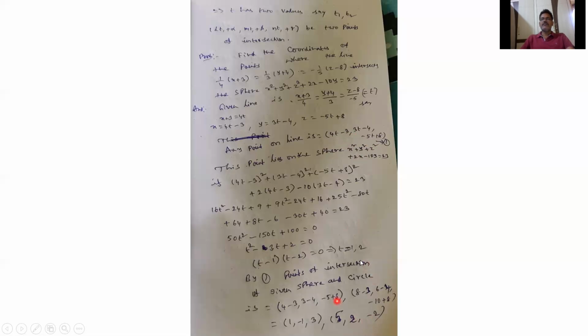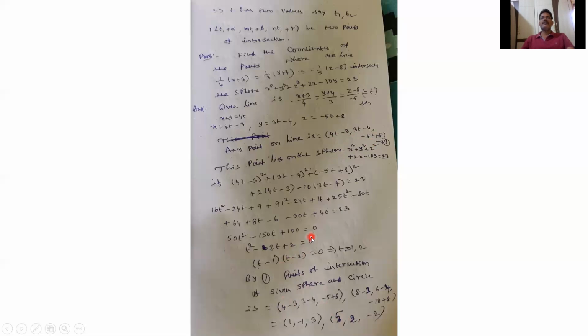So substitute the values t is equal to 1 and t is equal to 2. For t equal to 1: 4 minus 3, 3 minus 4, and minus 5 plus 8. And substituting t equal to 2: 4 into 2 is 8, 8 minus 3. Here 3 into 2, 6 minus 4. Minus 5 into 2, minus 10 plus 8. So these are the points of intersection of the given sphere and circle: 1, minus 1, 3 and 5, 2, minus 2. You can cross check whether they satisfy or not.